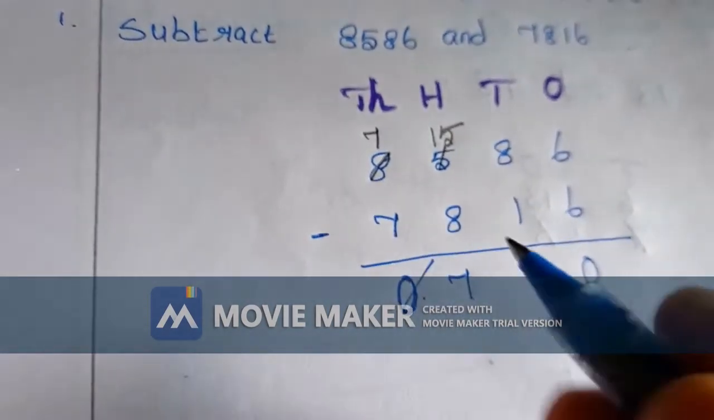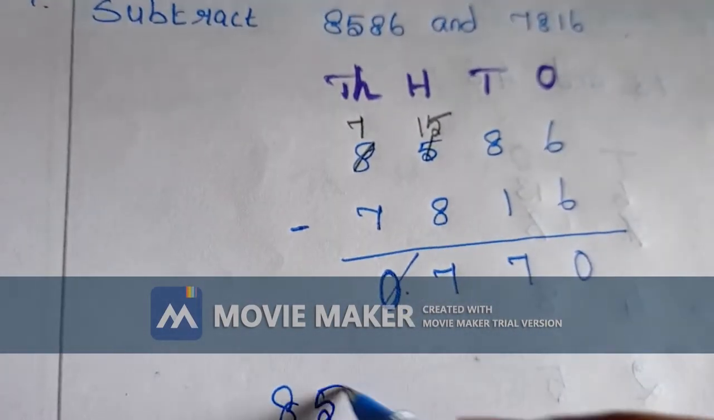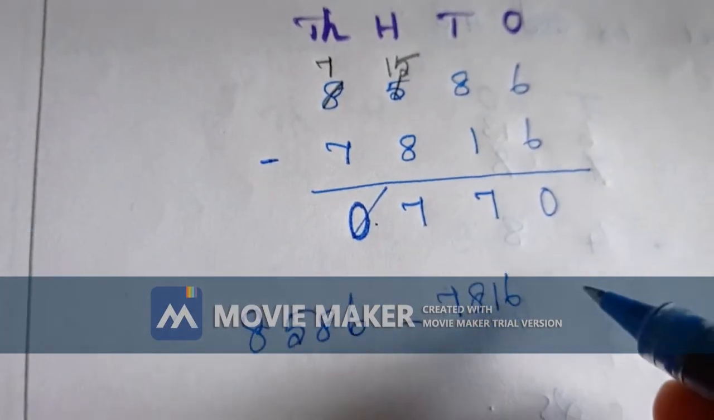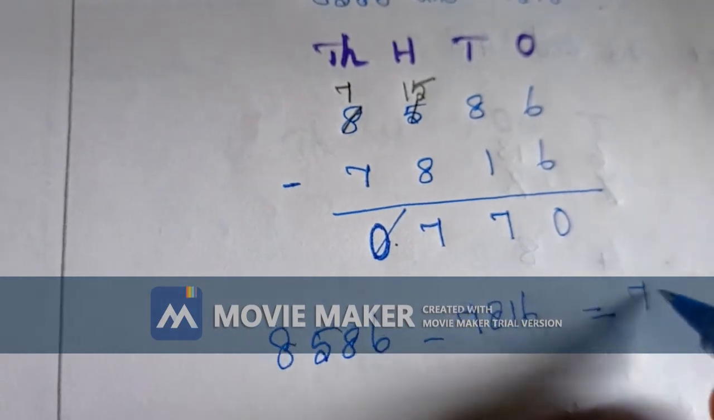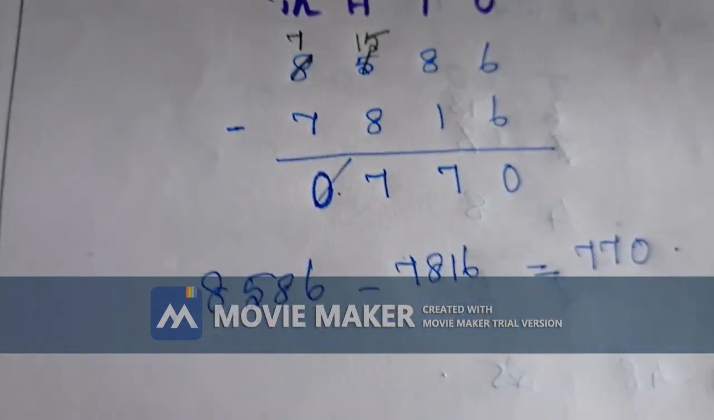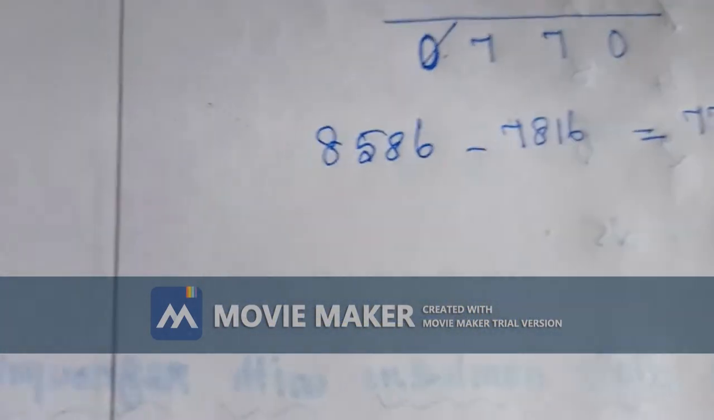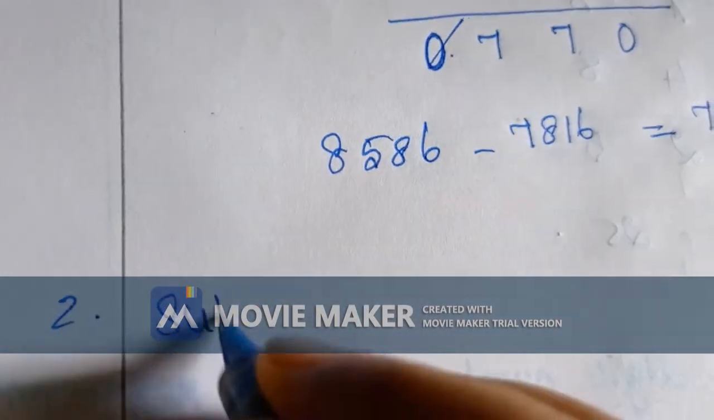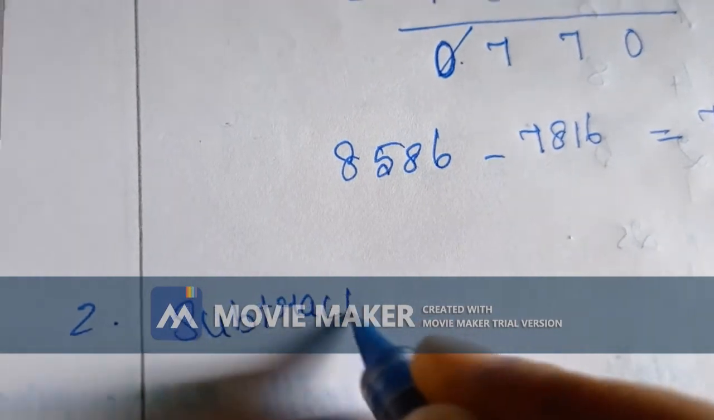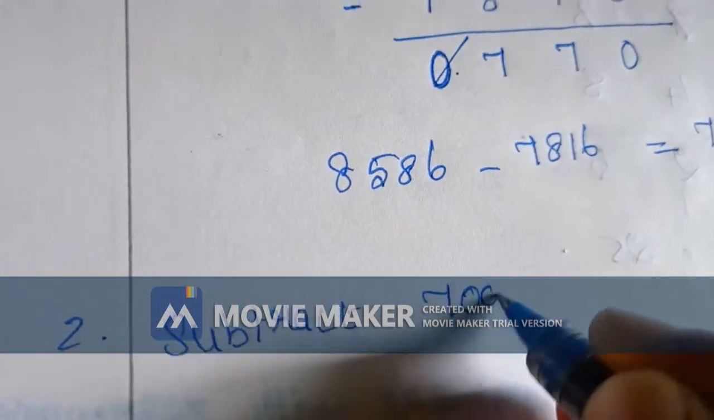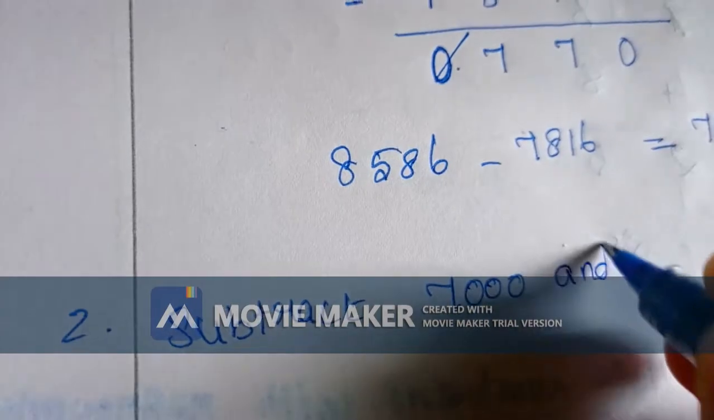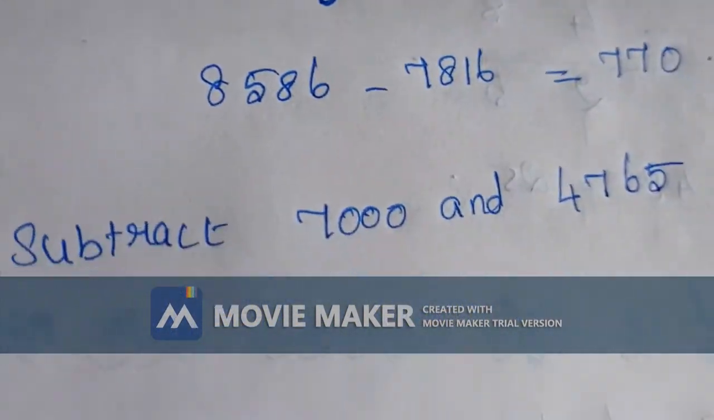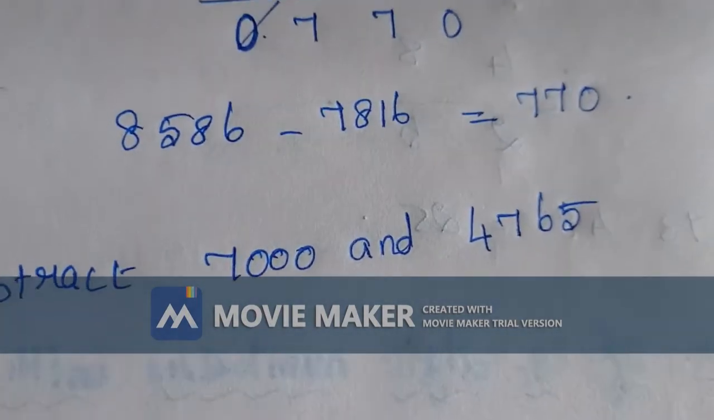So we can write 8586 minus 7816, which gives us 7070. Now let's look at one more example. Subtract 7000 and 4765. So children, these two are 4-digit numbers.